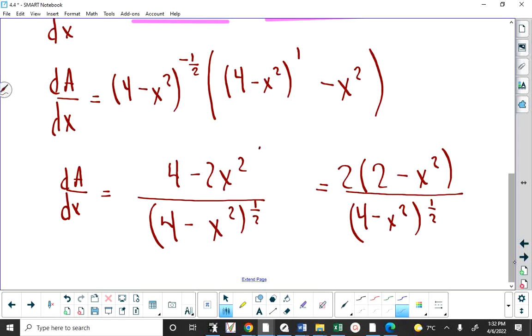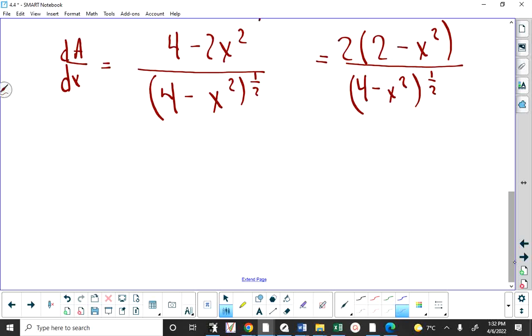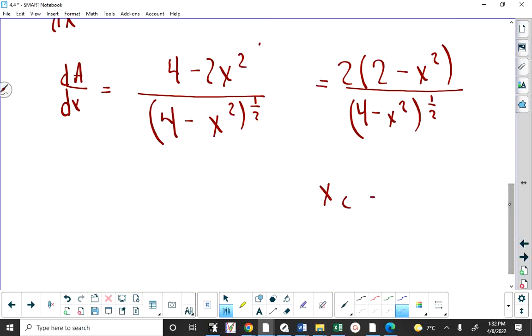Okay. So looking at the denominator of my derivative, my critical values of x that make the derivative not defined are 2 and negative 2. My critical values that make the derivative equal to 0 are the values that make the top of the derivative equal to 0, which are root 2 and negative root 2, because 2 minus x squared equals 0 would mean x squared equals 2, and you take the square root.